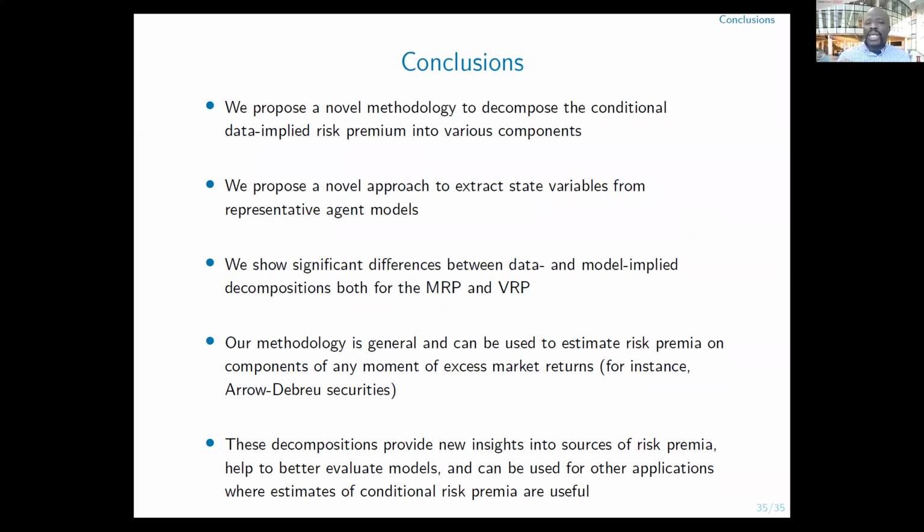So we show that there's a significant difference between the data-implied and the model-implied decomposition for the market risk premium and for the variance risk premium. We did not look at the skewness risk premium in the data, even though our theory is a general theory.